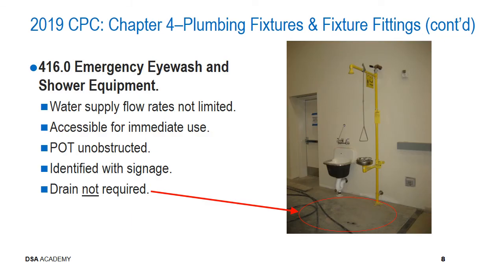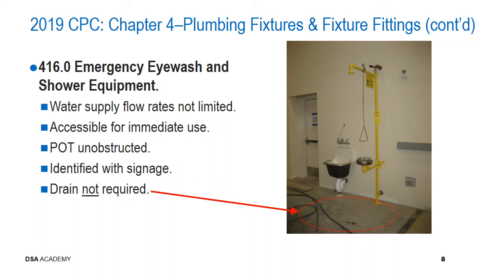Okay, section 416.0 addresses emergency eye wash and shower equipment. The image to the right shows a typical installation of an emergency shower and eye wash station. And there are a few things that are specific to these emergency devices that we want to remain completely aware of. Number one, water supply flow rates are not limited. And I think the reason is obvious. You want to make sure that you can deluge someone that has accidentally spilled some sort of toxic or corrosive or poisonous substance on their body. You want to make sure you can flush that off as quickly and thoroughly as possible.